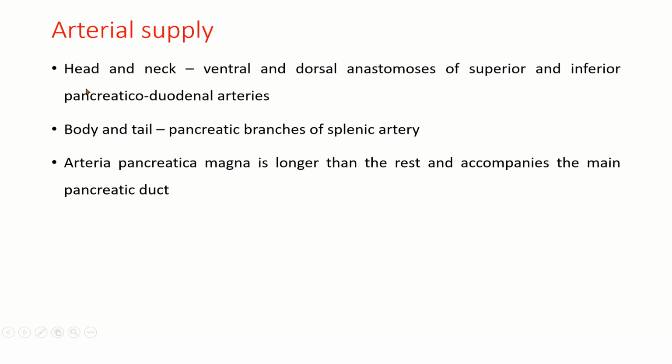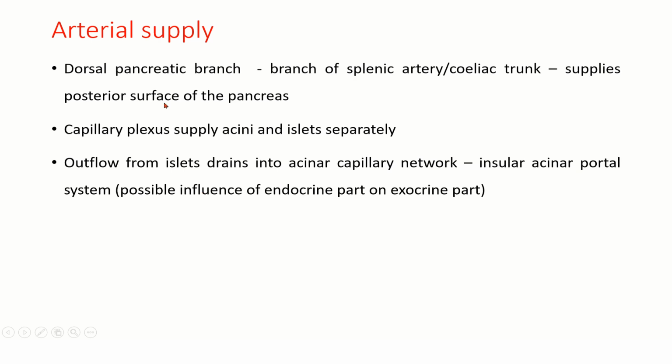Arterial supply. Head and neck are supplied by the ventral and dorsal anastomosis of the superior and inferior pancreaticoduodenal arteries. Body and tail are supplied by the pancreatic branches of the splenic artery. One of the pancreatic branches, called arteria pancreatica magna, is longer than the rest and accompanies the main pancreatic duct. The dorsal pancreatic branch, a branch of the splenic artery or celiac trunk, supplies the posterior surface of the pancreas.